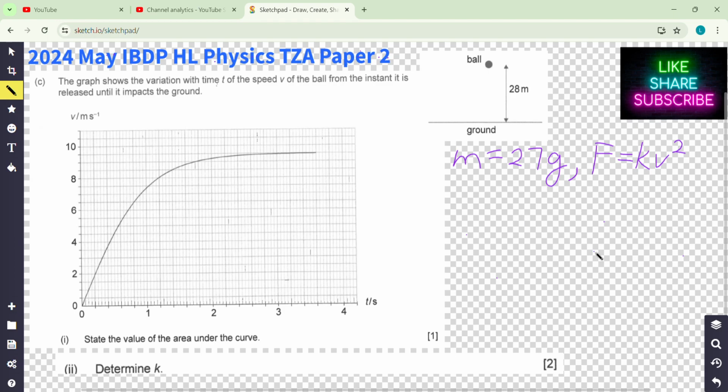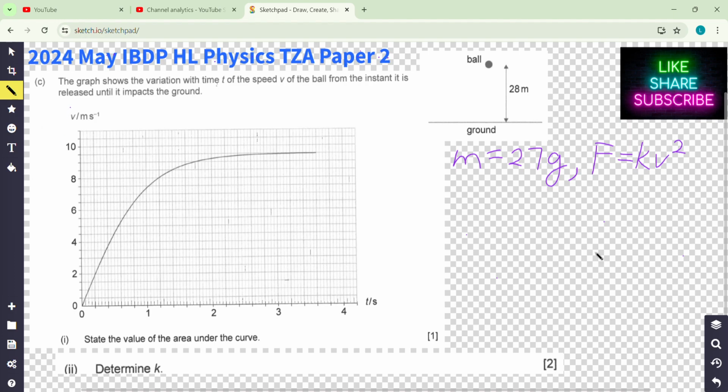Sorry, I forgot. Question 1, I still have part C and part D, so we continue the journey. Finish question 1 first. Okay, first, state the value of the area under the curve. It is the sketch of the VT graph when it has a terminal speed. So what is the area under the graph?